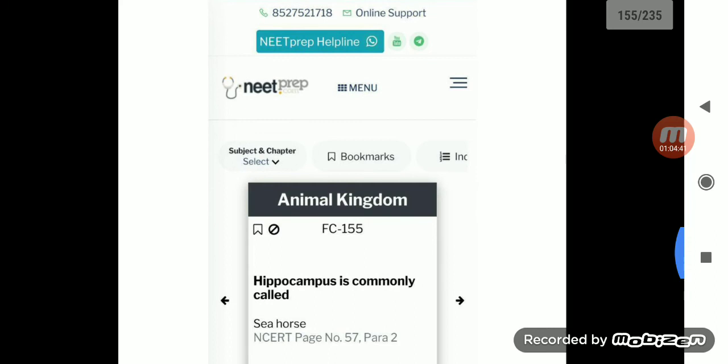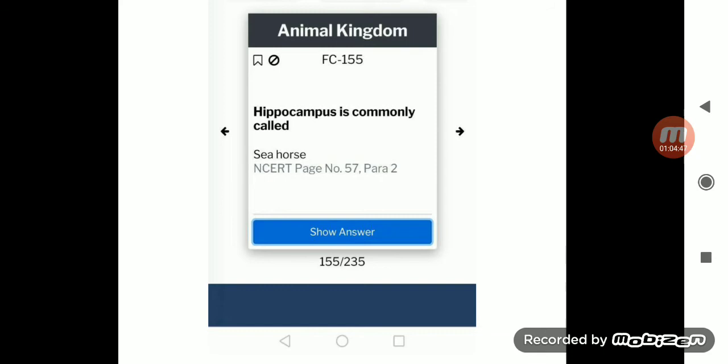Hippocampus is commonly called seahorse.